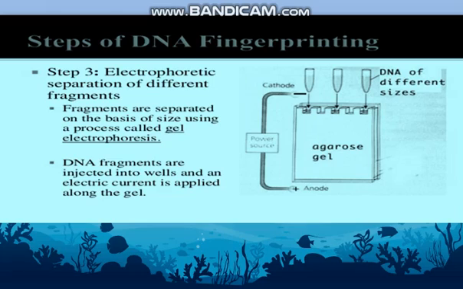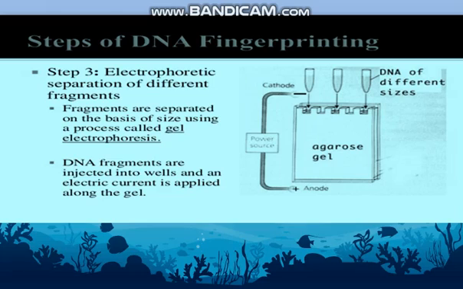So after isolation of DNA, digestion is done, that is, the DNA fragments are formed because of the restriction enzyme. Now the next step is to do gel electrophoresis, and because of the gel electrophoresis, these different sized DNA fragments are arranged according to the size, and this process is known as gel electrophoresis. And in this, the DNA fragments are injected into wells and electric current is applied along with the gel.